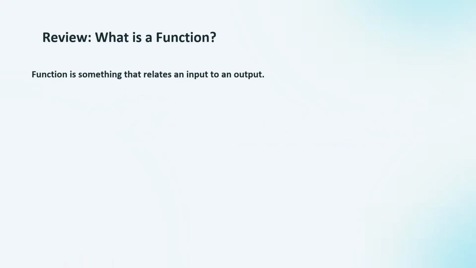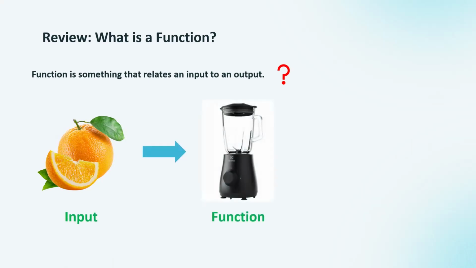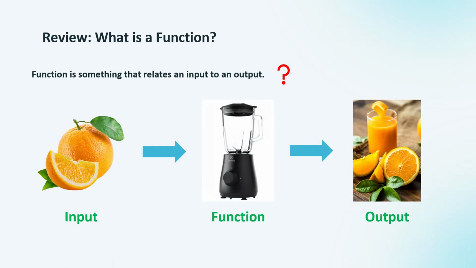A function is something that relates an input to an output. For example, if we have an orange, and let's say that the orange is an input, we have a blender, which is the function. Remember that a function is something that relates an input to an output. So the input is going to be an orange, and the function is going to be the blender. You might be guessing what the output actually is, and the output is going to be orange juice. So the function is used to process an input into an output. The blender is used to process an orange into orange juice. So that is a function in simple terms.